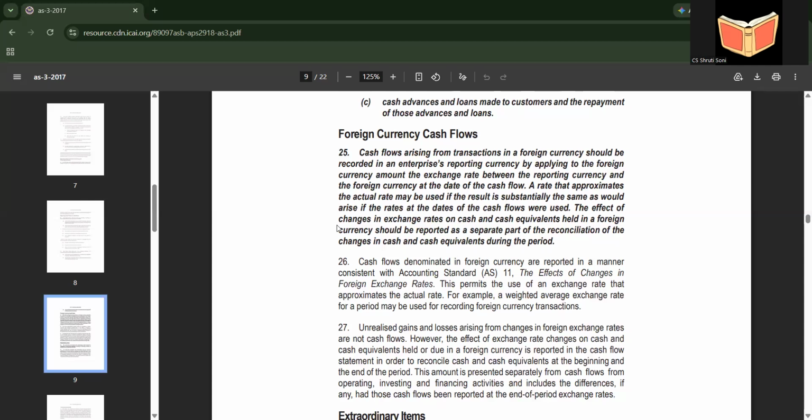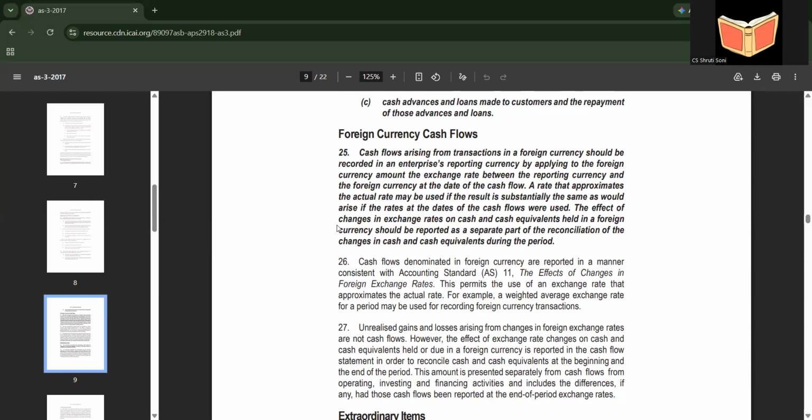So we know that if there is a foreign currency cash flow, it has to be converted into reporting currency. You have to use the exchange rate on the date of receipt or payment. In this case, that is 15th January. So the relevant rate will be the second one, that is 48 rupees. So the borrowing would be $1,000 into 48, that is 48,000 rupees. That should be shown under your financing activity because it's a borrowing.